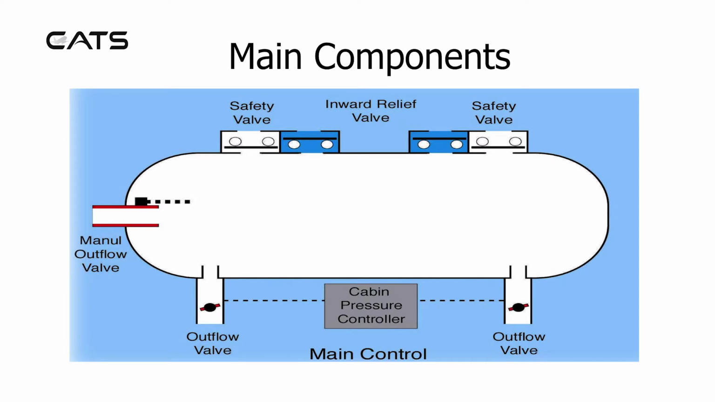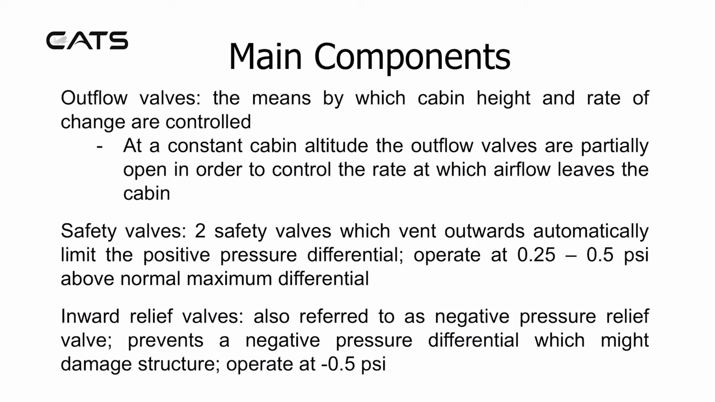The main components of the pressurised system in the cabin include a manual outflow valve, safety valves, inward relief valves, and cabin pressure controllers and outflow valves. The outflow valves. These are the means by which cabin height and rate of change are controlled. At a constant cabin altitude, the outflow valves are partially open in order to control the rate at which airflow leaves the cabin.